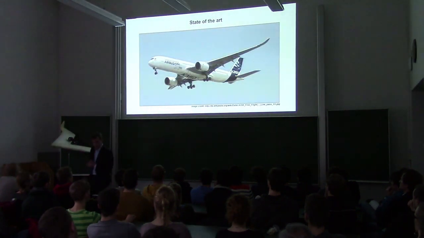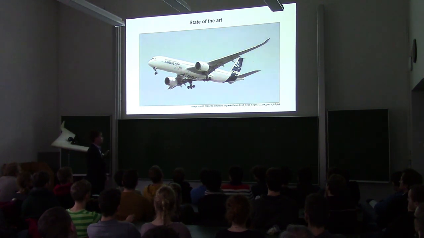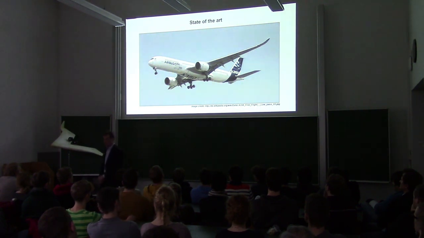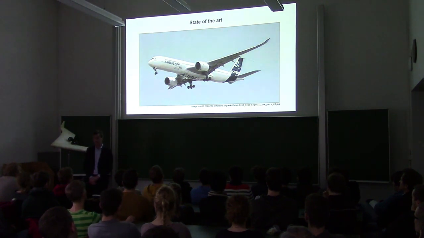All right, so that is the state of the art. It's the Airbus A350. I mean, the state of the art is, of course, also any configuration of that sort where you have a fuselage, a wing, and some tail surfaces. So also any other aircraft. That is just the latest version, which is out now. So I took that here.